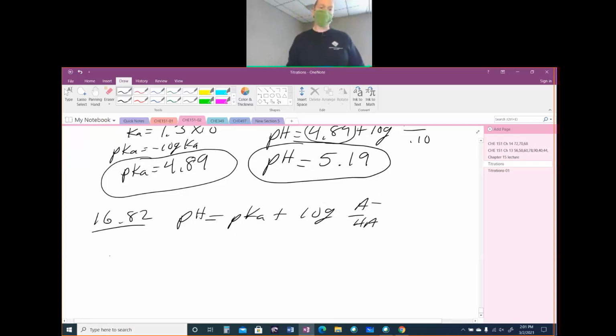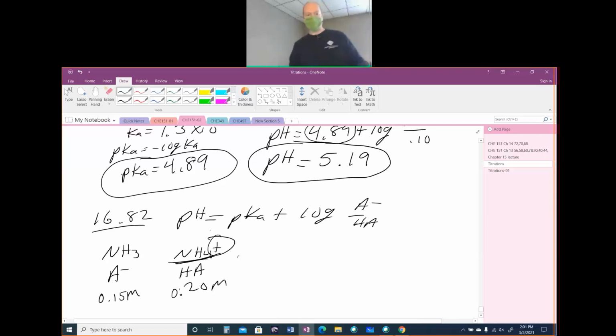All right, so when you see this, you need to think NH3, which is ammonia, and NH4 plus, which is ammonium. And so when you think of this, this is your A minus, this is your HA. So I have a methylamine at 0.15 molar. And then I have my methylammonium chloride at 0.20 molar. When you have ammonium, you're going to have your ammonia, ammonium versus your ammonia.